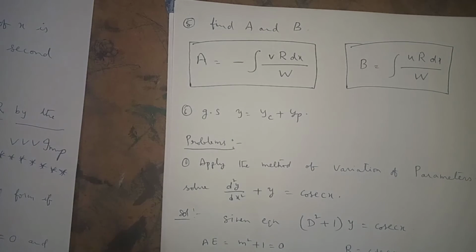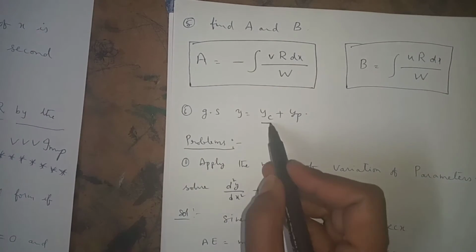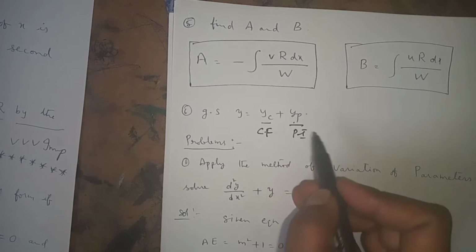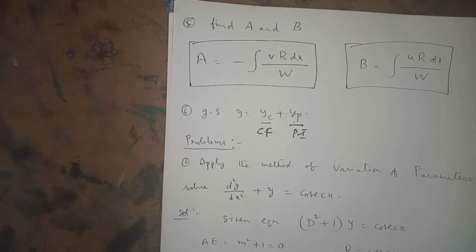Now the general solution is yc plus yp. Yc means the complementary function, yp means the particular integral. Now this is the general solution. We will see the first problem.